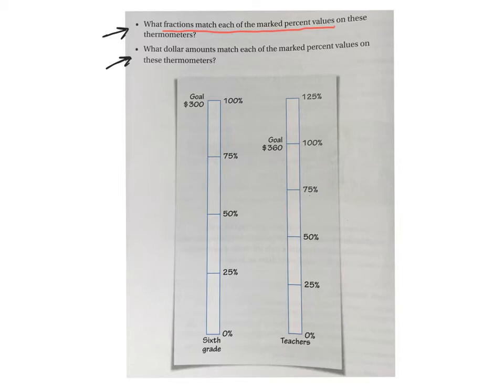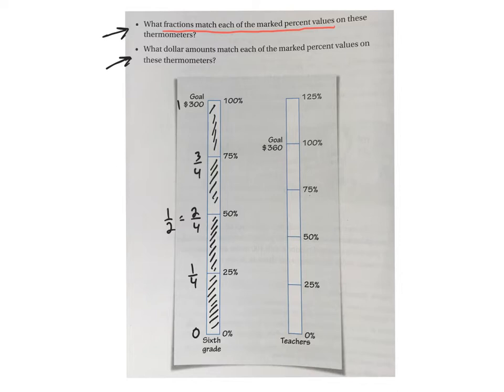All right, 0% would be 0. 25%, what is that as a fraction? Well, if we have 4 parts, the 1 out of 4 would be 1/4. 50%, 2 out of 4, 2/4, or 1/2. That's a benchmark. 3/4, and then this would be one whole.